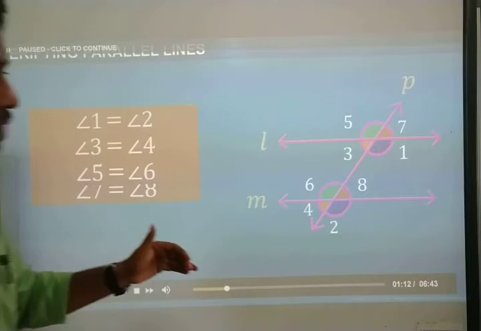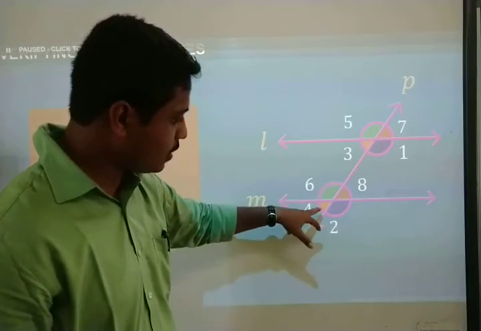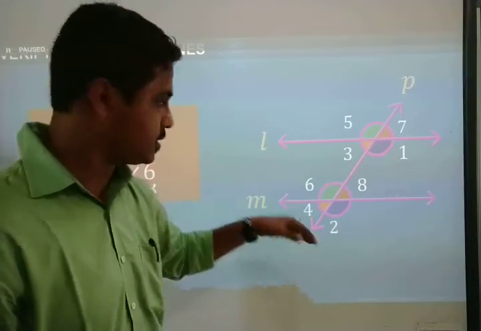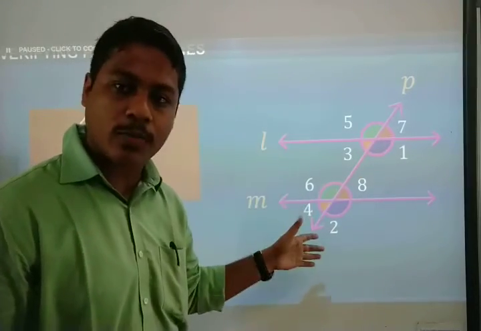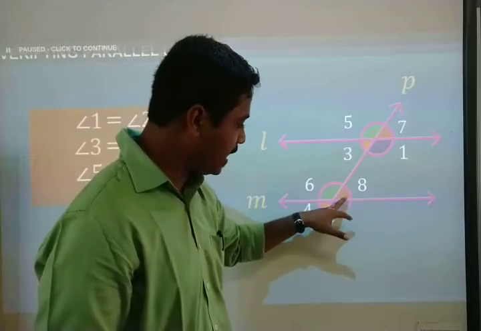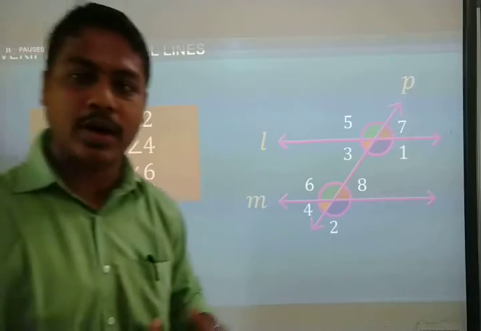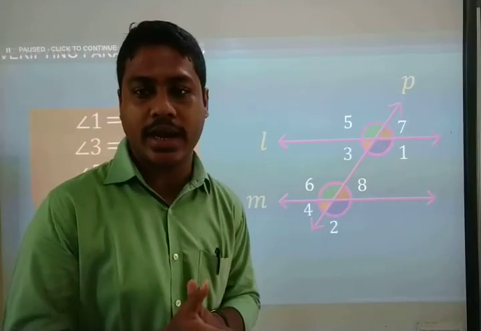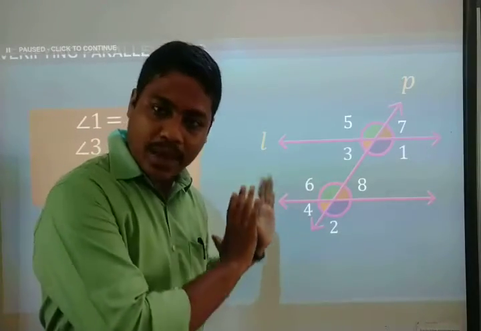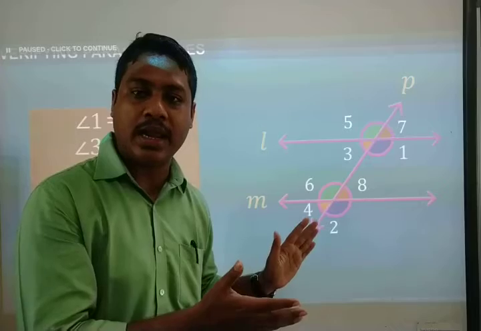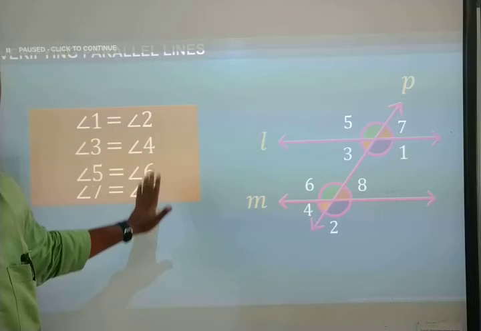Why have we considered that angle 3 is equal to angle 4? Because these are also corresponding angles. Similarly, angle 5 and angle 6 are also corresponding angles. Angle 7 and angle 8 are also corresponding angles. So the angles written here are all corresponding angles. Some are interior angles, and some are exterior angles, but these are all corresponding angles. And if a transversal cuts parallel lines, all the corresponding angles will be equal. So all these angles are equal.